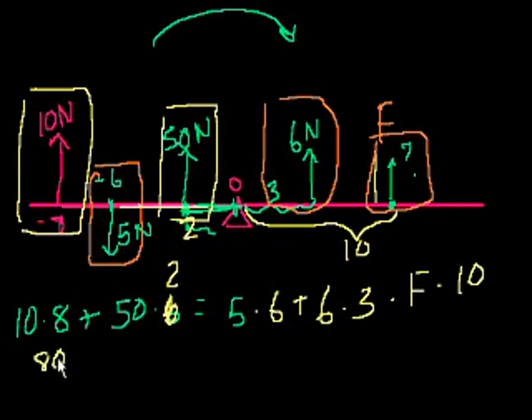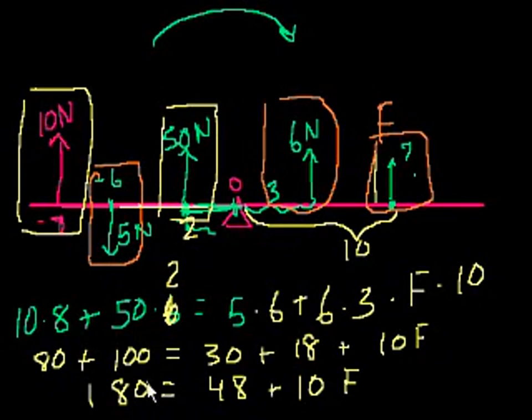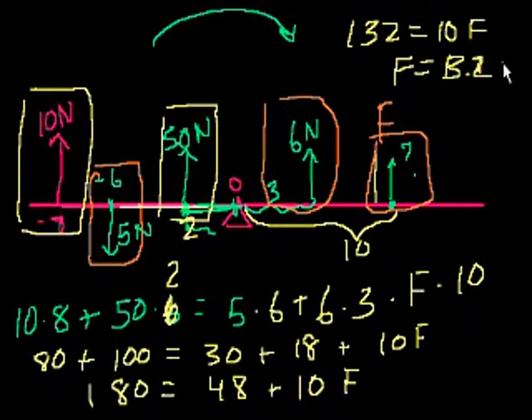We get 80 plus 100 is equal to 30 plus 18 plus 10F. We get 180 is equal to 48 plus 10F. What's 180 minus 48? It's 132. So we get 132 is equal to 10F, or we get F is equal to 13.2 newtons.